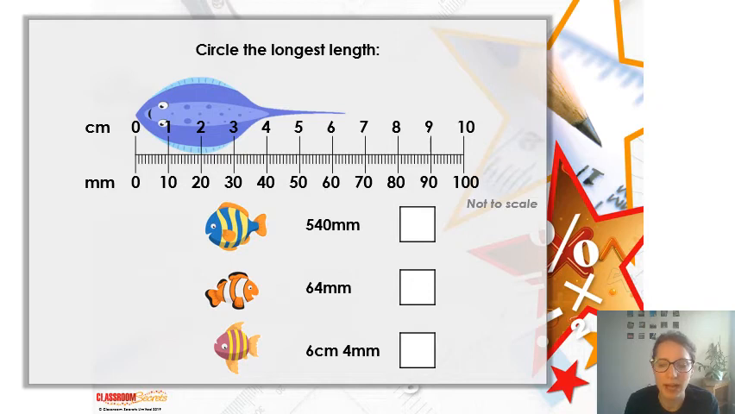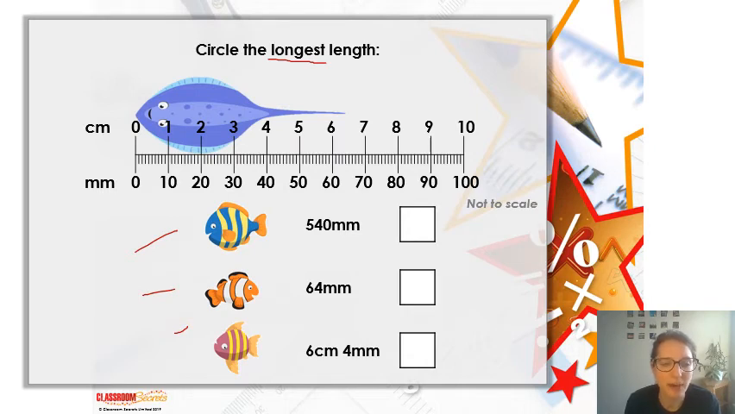Okay, so we have some different fish listed here. So we've got 1, 2, and 3, but we do also have our one up on this scale here, and it says circle the longest length. Okay, so I'd like you to have a look at all of them. You might need to convert and make sure they're equal or not, and which one is the longest.